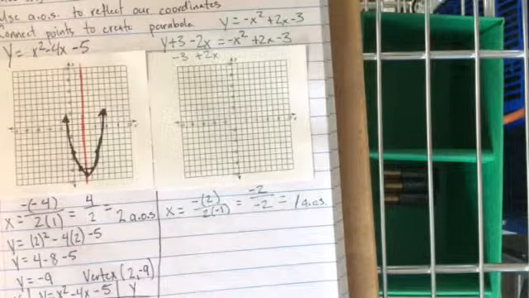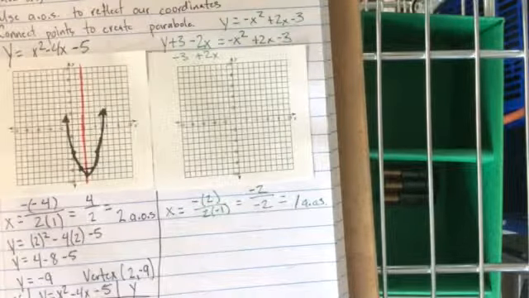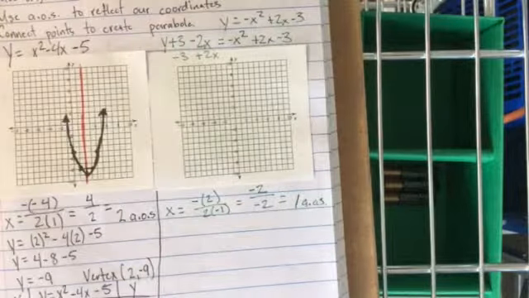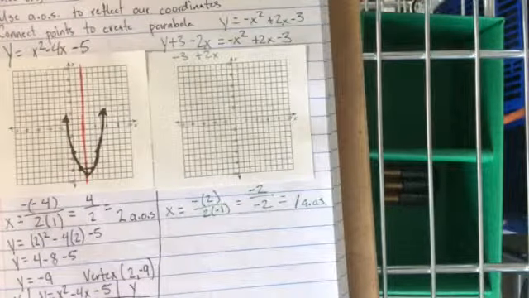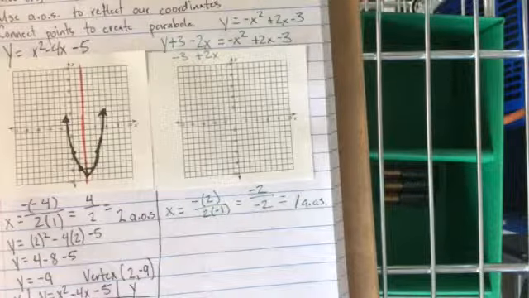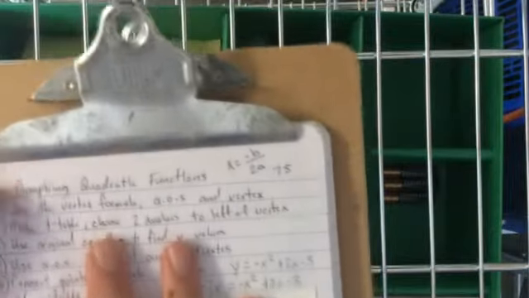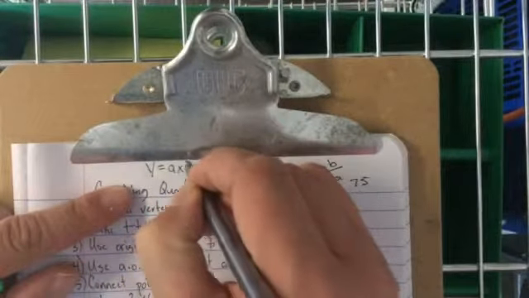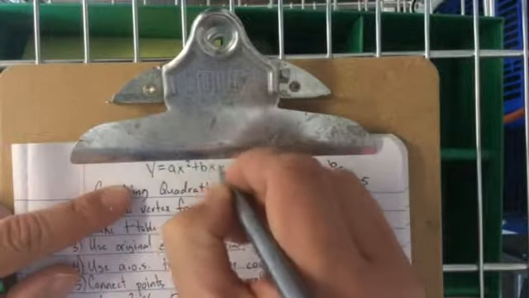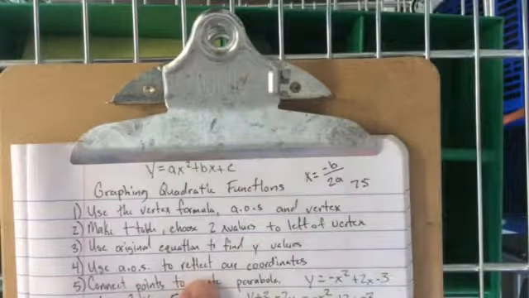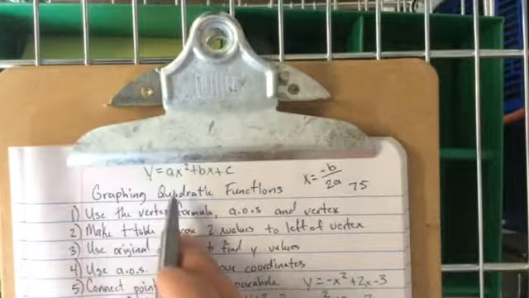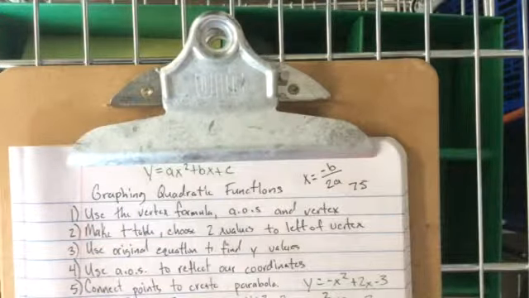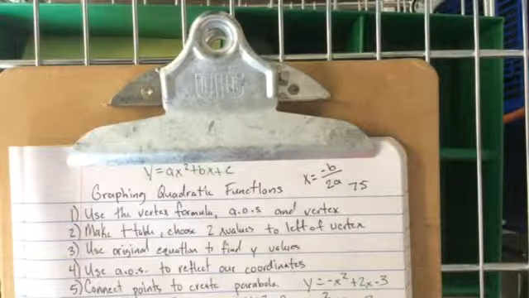Joel, the 2 on the bottom. So the vertex formula is negative b over 2a, so 2 times whatever a is. So the original definition of a quadratic function is y equals ax squared plus bx plus c. So the coefficient in front of the x squared term is our a, the coefficient in front of the x term is b, and then c is the constant.